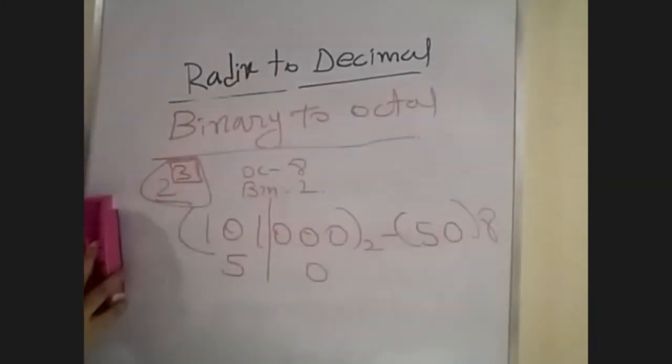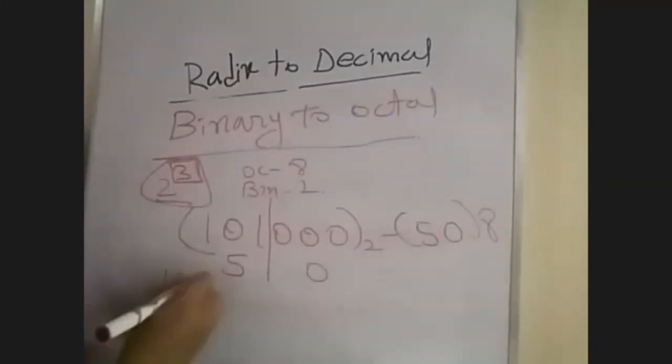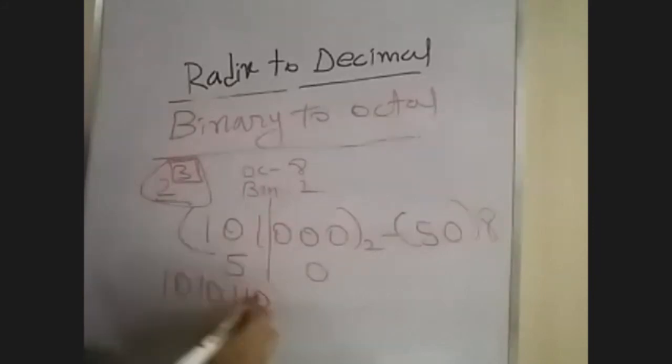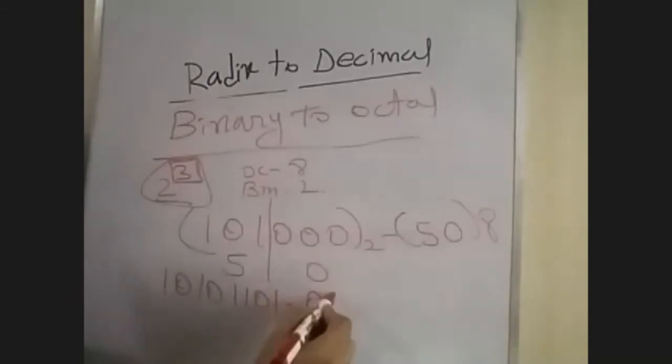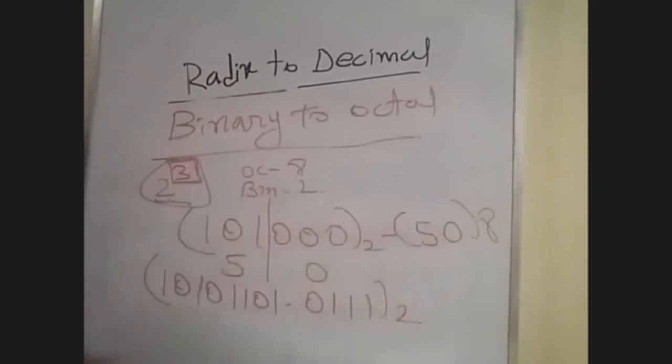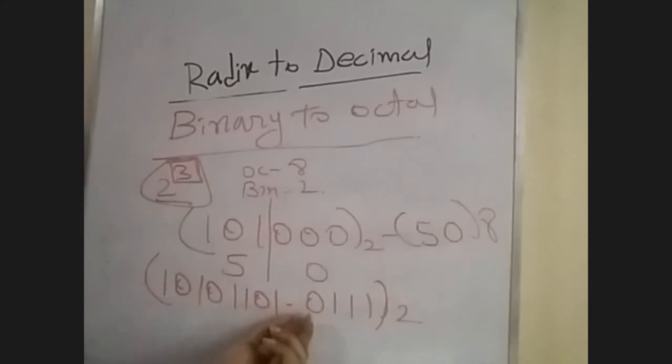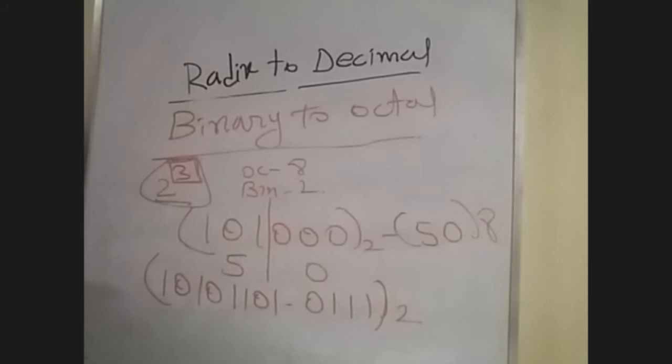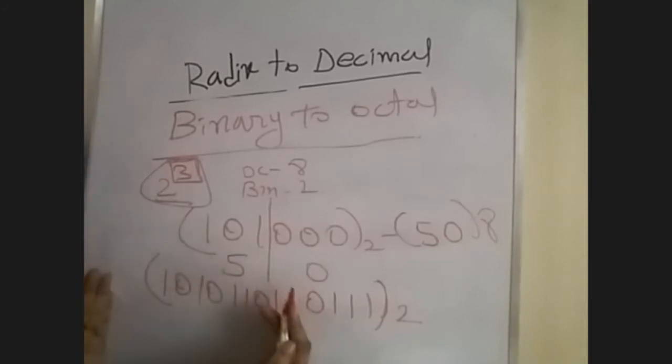I will tell you one more example. 101 101 011 01 point 0111. This is the value: 10101101.0111. From this, we will divide into groups of 3 bits from right to left.